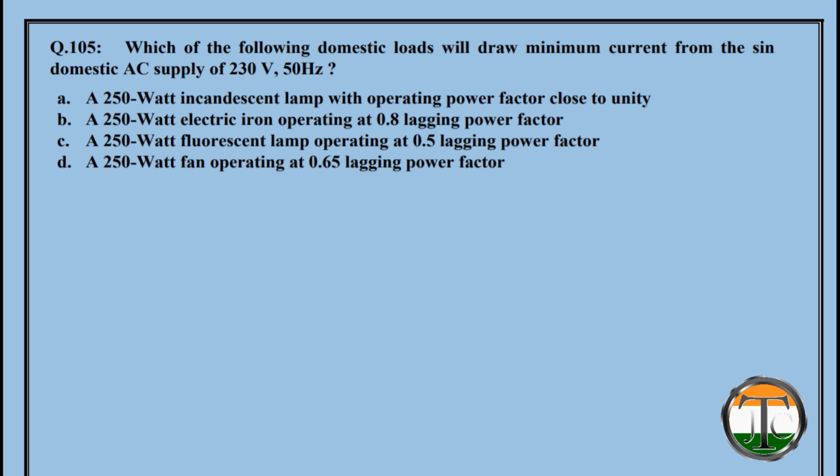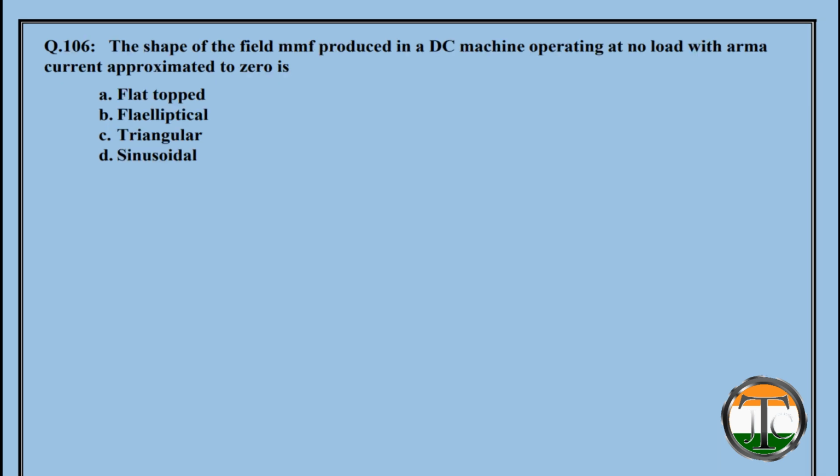So here the question is asking in which load the minimum current flows from the domestic AC supply of 230 volt. So your answer is option A, that is a 250 watt incandescent lamp with the operating power factor close to unity. So option A is the right answer.